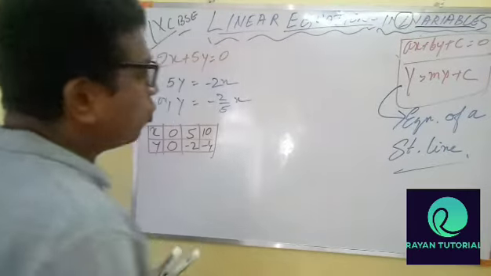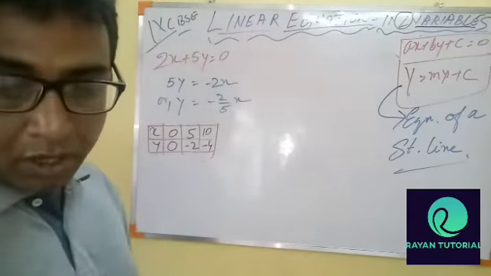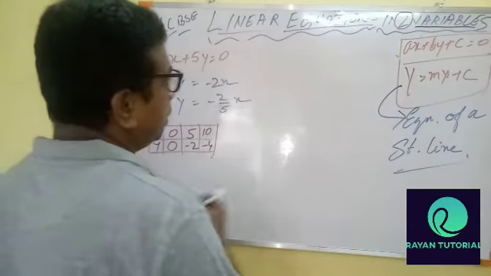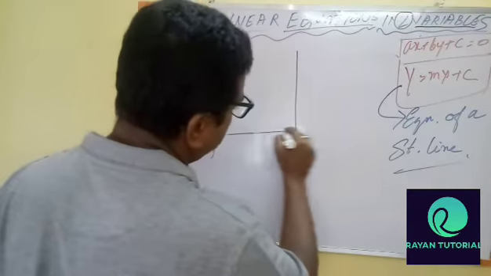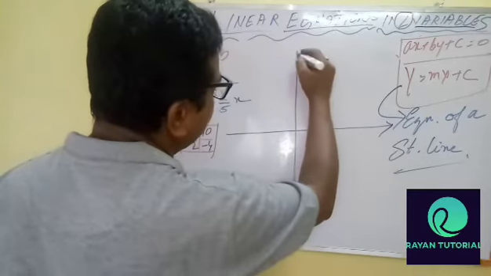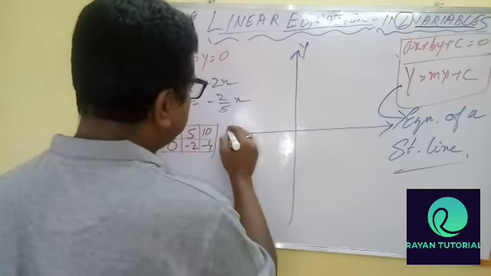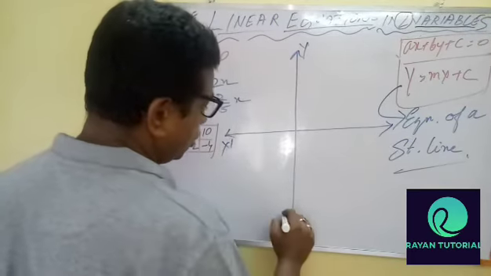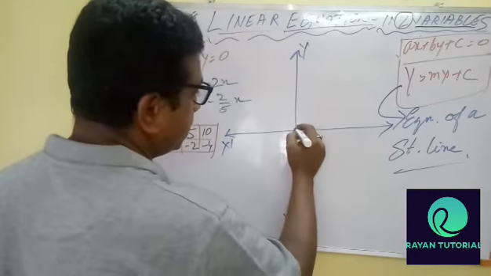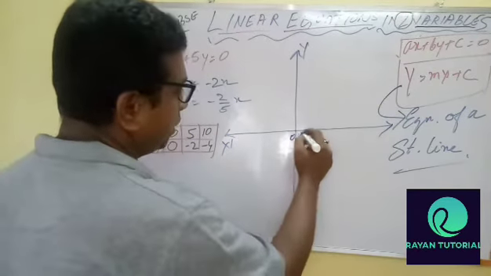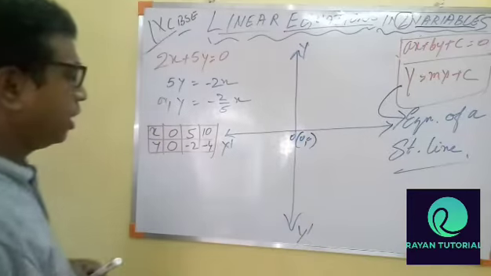Clear? Okay. Now open your graph book. Open the graph. This is your x-axis and y-axis, right? Okay. This is your origin, 0, 0.